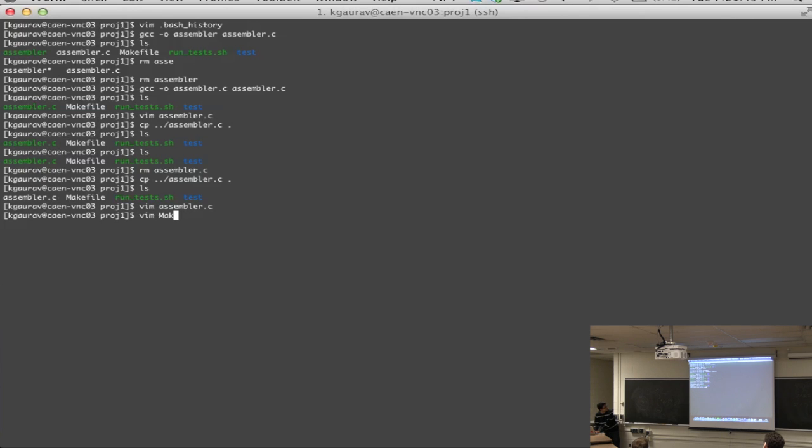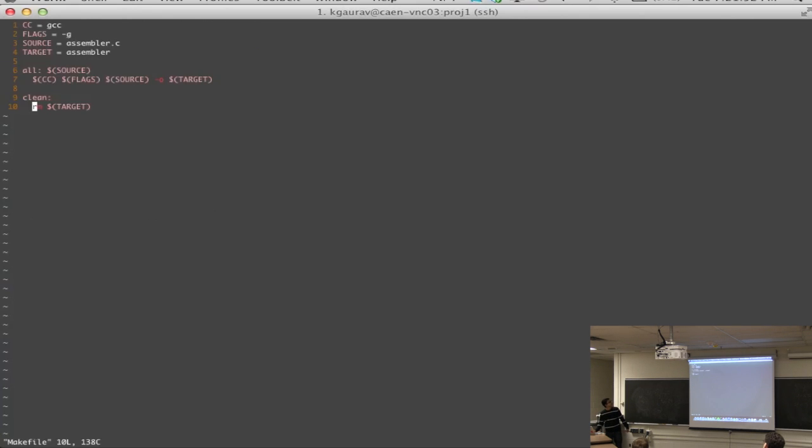Makefile. And this one is going to be kind of trivial because it's one file that I'm compiling. But the idea is that when I run make, it runs this command. All of the CC flags, source, and target are defined above. And that means I won't make typing mistakes.